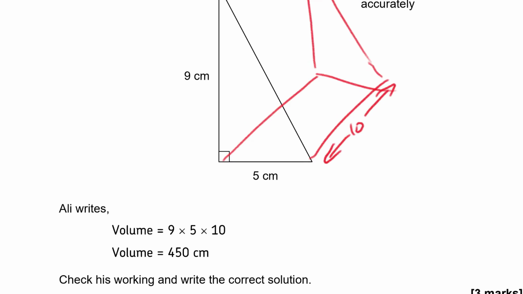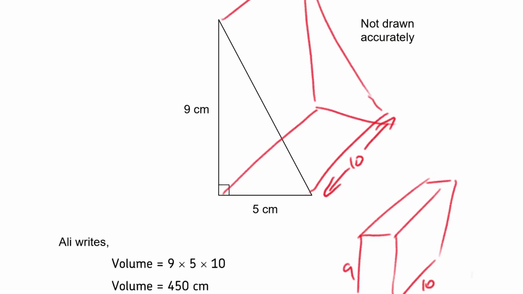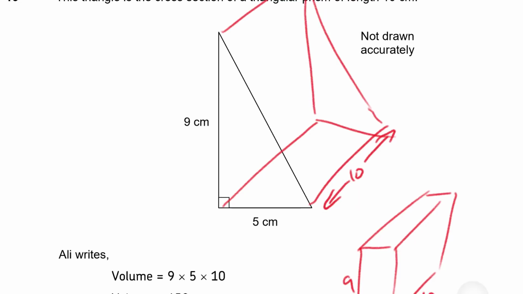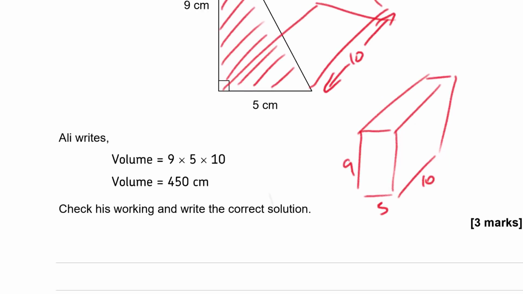Well, he's wrong because what he's doing, he's working out the volume of a cuboid, which is 9 by 5 by 10. That would be 450. This is not a cuboid, it's a triangular face prism. So to work out the volume of any prism, you first work out the area of the cross section and then you multiply it by its length. Now the cross section of this shape is not a rectangle, so it's not just 9 times 5, it's actually a triangle, which is half base times height.